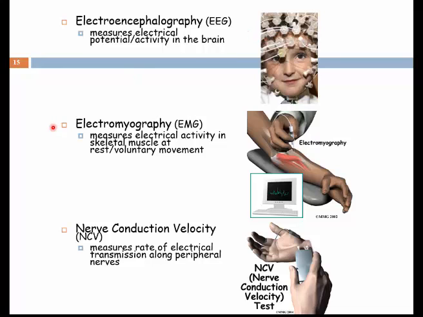Electromyography, or EMG, is depicted here. And this measures electrical activity in skeletal muscle at rest and with voluntary movement. And finally, we have nerve conduction velocity depicted here. This measures the rate of electrical transmission along peripheral nerves. This is useful in diagnosing nerve entrapment conditions, for example, as this test will show where the nerve conduction is slowed. Nerve conduction velocity tests can be performed by physical therapists that have specialty training.